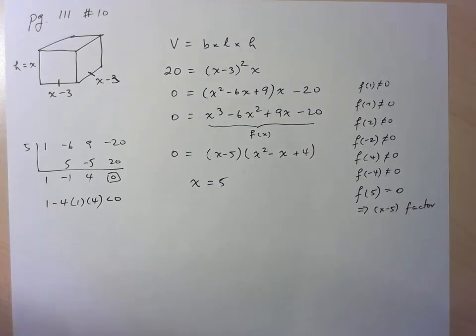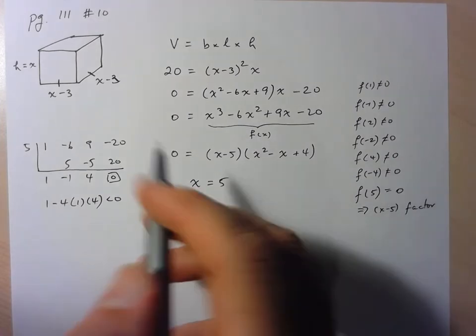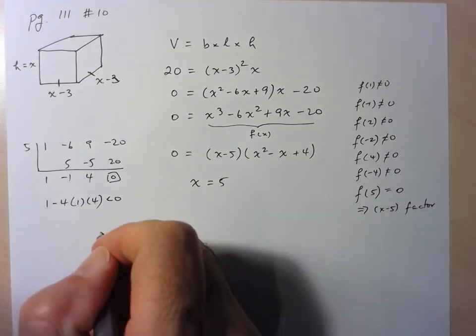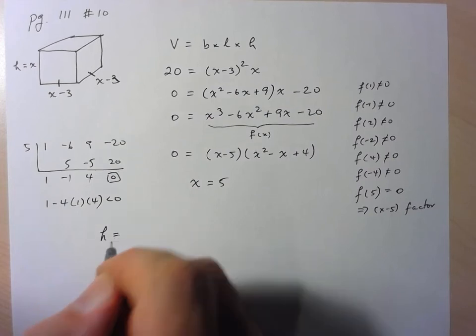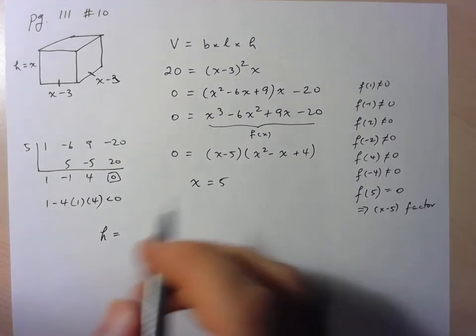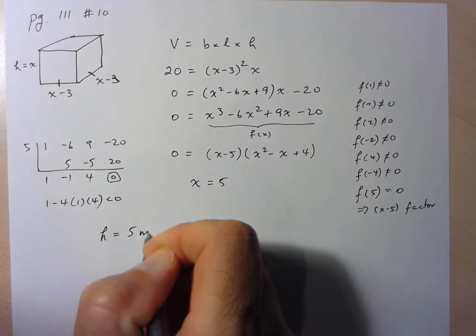So let's go back. I'm going to take a look at the question and see what are they actually asking me for. And it's saying to find all the dimensions. Okay, so what does this mean? X just represented the height. So we have a height of, and I'm going to assume this is in meters cubed. Yeah, so that means the height is going to be 5 meters.